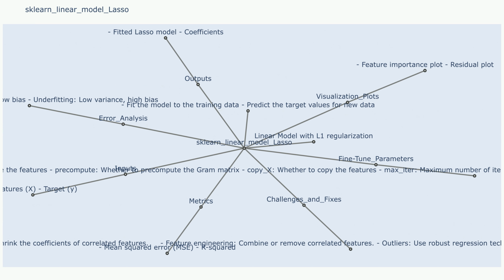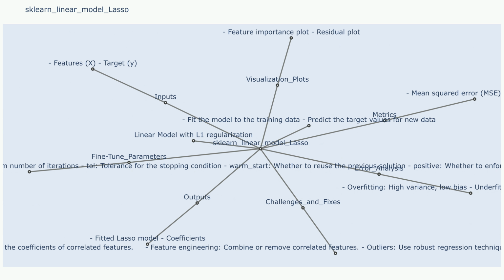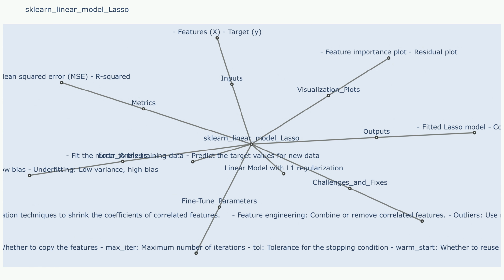Inputs: X, a 2D array containing the training data features. Each row represents an instance, and each column represents a feature. y, a 1D array containing the target variable values corresponding to the training instances in X. Outputs: coef, a 1D array representing the learned regression coefficients for each feature. Intercept: the intercept term of the linear model.